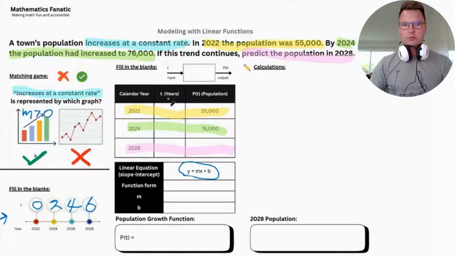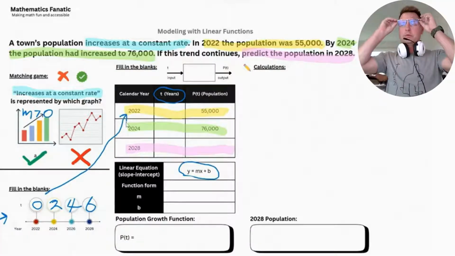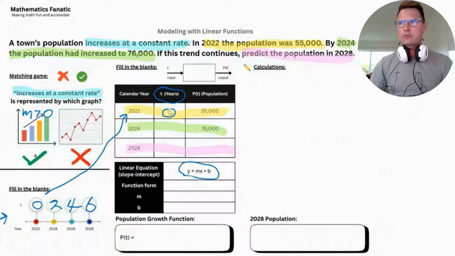Okay. Now that we simplify the problem by using small values for t, let's finish filling out our table. This will help us to get everything organized. Okay, so what was 2022? What is the corresponding t? All we have to do now is fill in. We have 0. 2024 was t equals 2 years. And 2028 was 6, right? And of course, the population in 2028 is what we're trying to find, right?